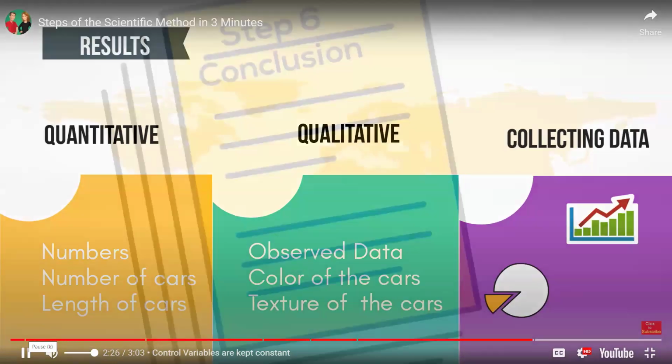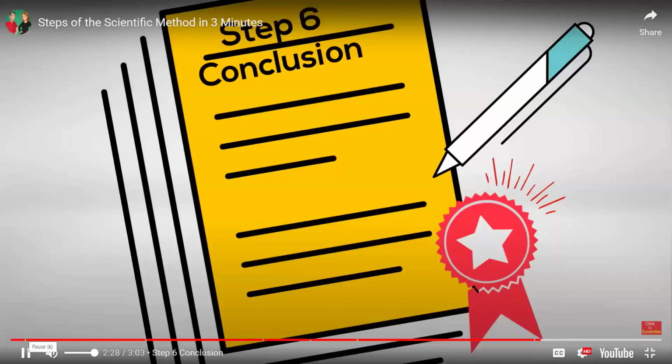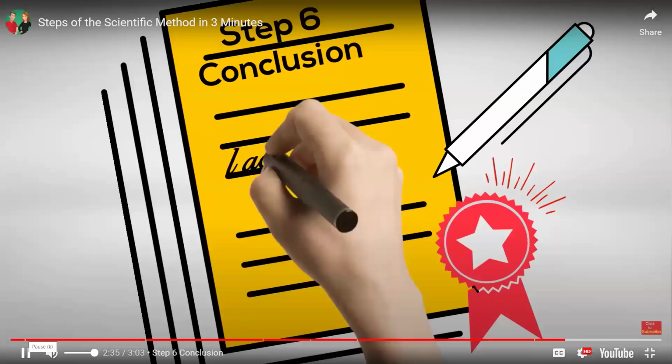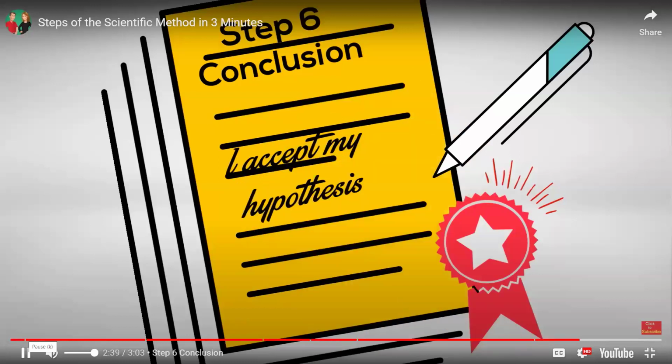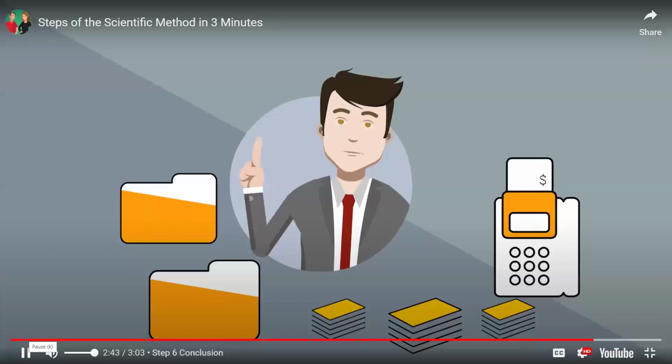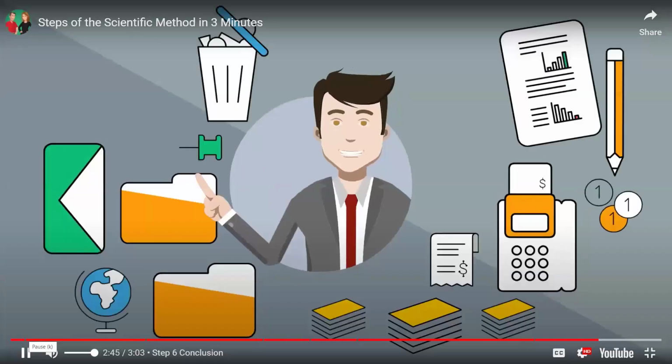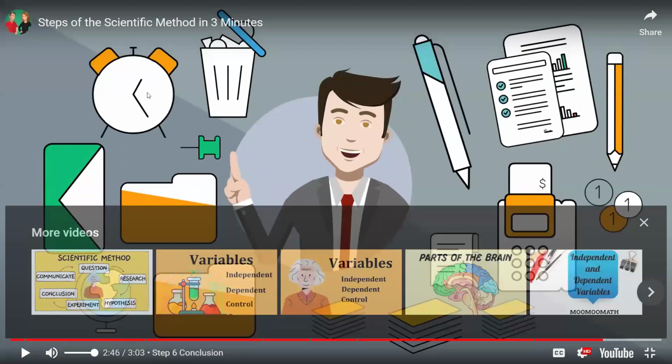And finally, step 6 is the conclusion. During the conclusion, you give a summary of the overall results, and you state whether or not you accept or reject your hypothesis. And then describe if there's any practical application to what you have learned. Okay, now.